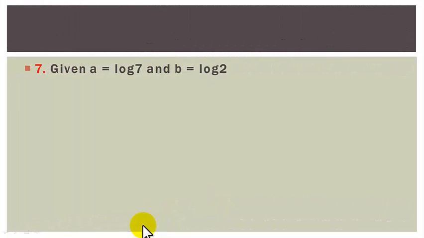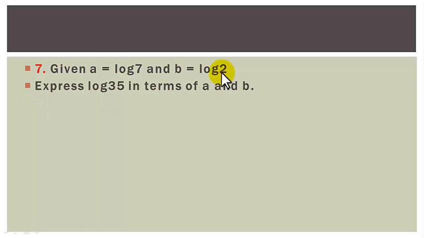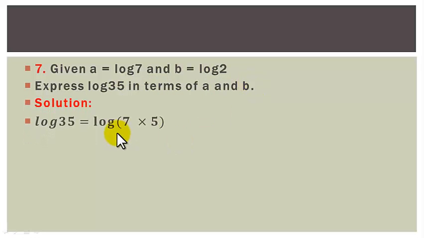Question 7. Given A equals to log 7 and B equals to log 2, express log 35 in terms of A and B. Solution. Let us write log 35 as log 7 times 5. And since log of the product is equal to the sum of the logs, this is equal to log 7 plus log 5.